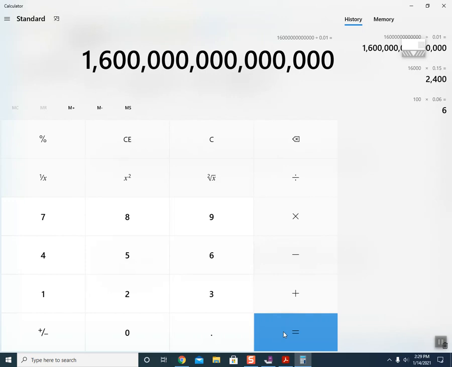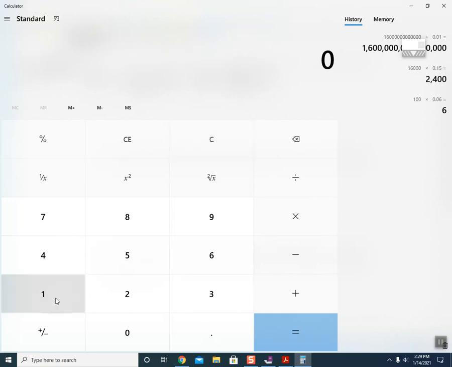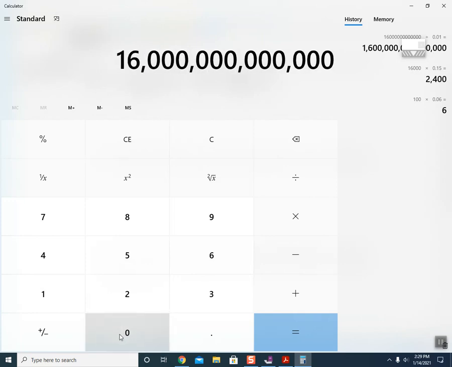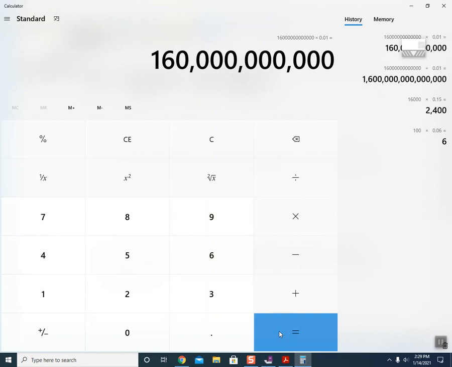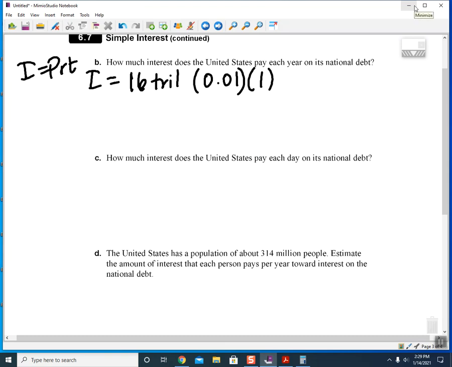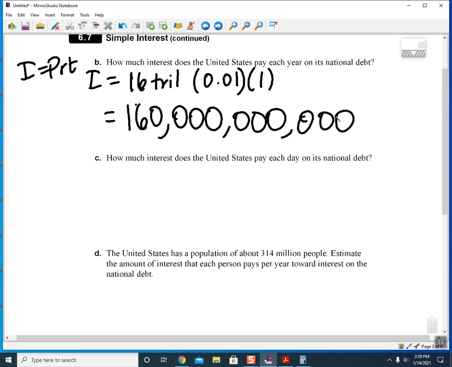Oh, not divided by. I was like, that's a bigger number. We want to multiply. Let's try this again. 16, 1, 2, 3, 4, 5, 6, 7, 8, 9, 12. Times, there we go, 0.01. This is better. All right, that's what I thought. It should be $160 billion. So what that means is that we pay 160 billion, 1, 2, 3, every year. $160 billion every single year.